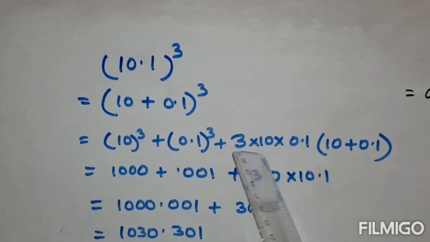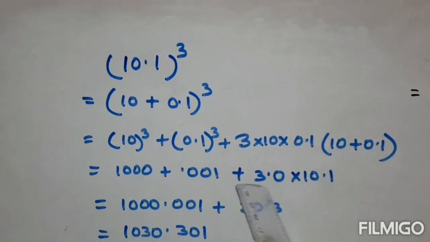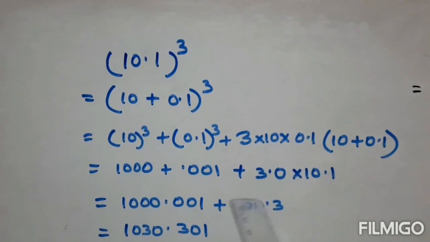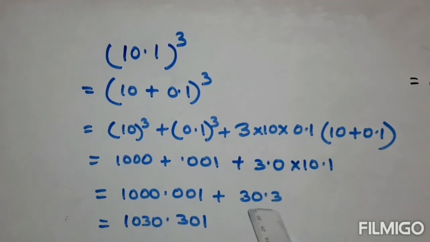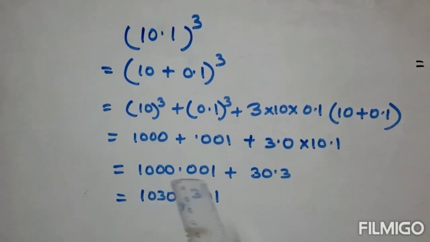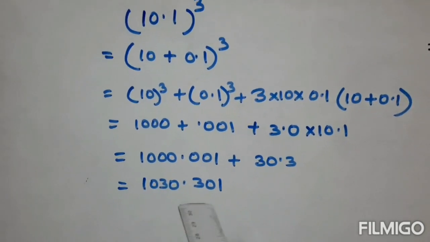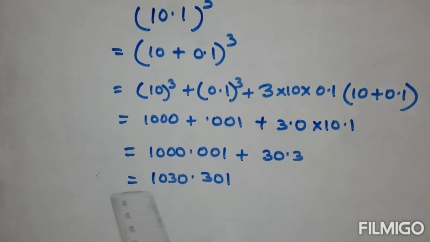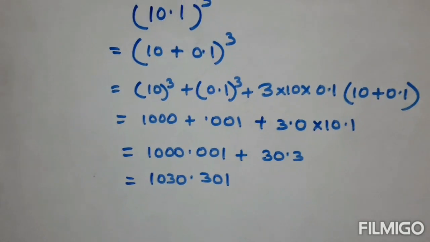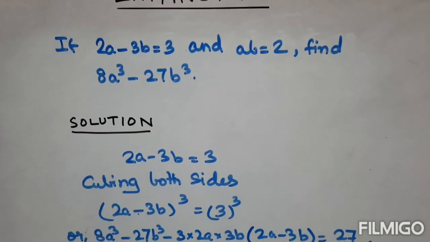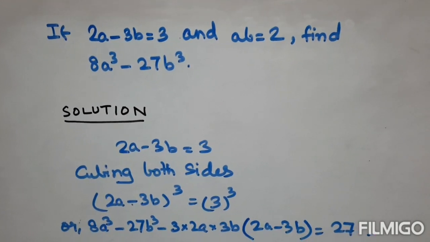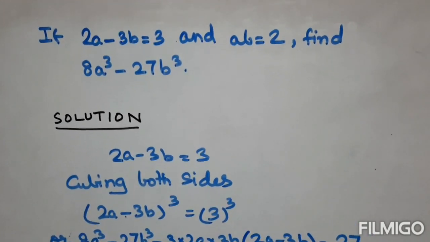3 into 10 is 30, into 0.1 is 3. And when you add this you get 10.1. So together we get 30.3. Adding these two we get 1000.001. Finally the answer we get is 1030.301.